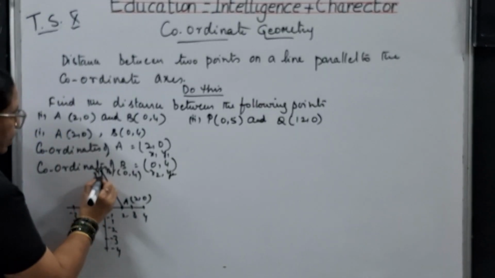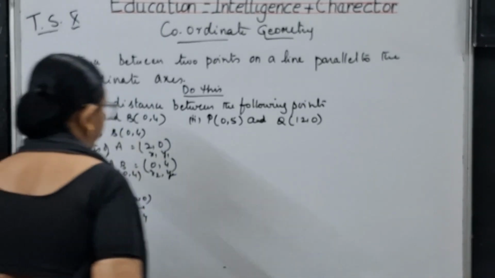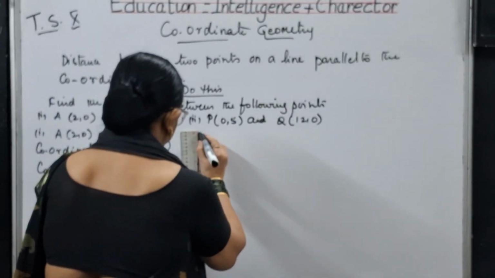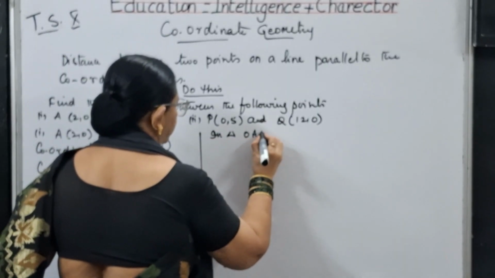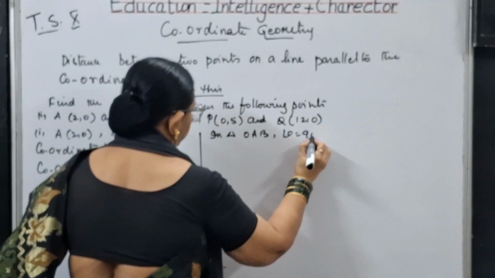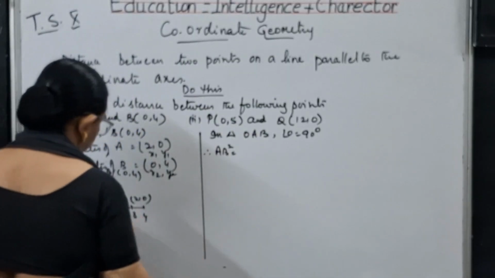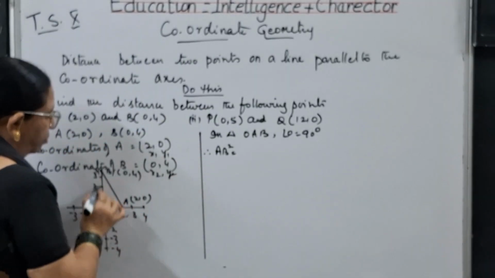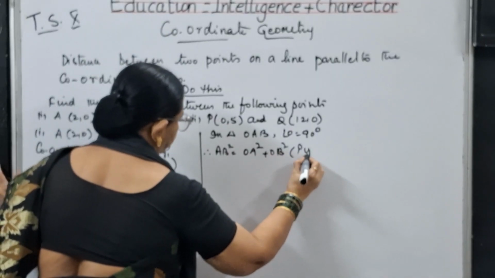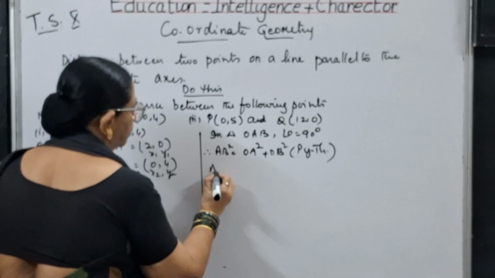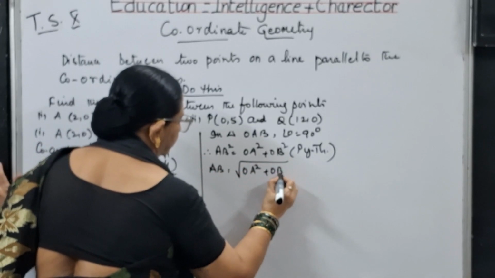So when you join B and A, same thing again here. This is OAB. In triangle OAB, angle O is 90 degrees. Therefore, AB square is equal to OA square plus OB square, based on the Pythagorean theorem. That means what is AB? Root of OA square plus OB square.